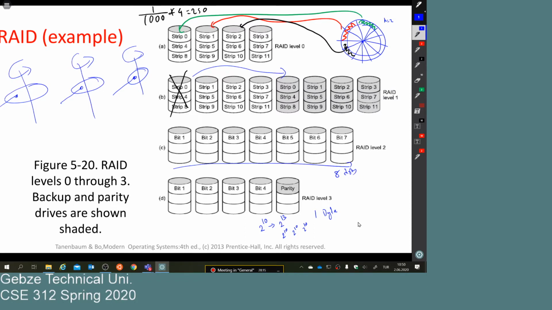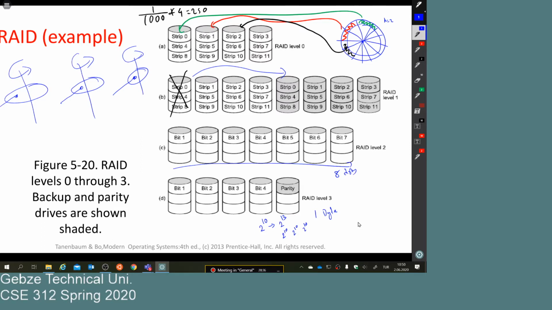This is called RAID level 2. So the difference between RAID level 2 and levels 0 and 1 is that 0 and 1 use the strip structure. Level 2 and level 3 use the bit structure.